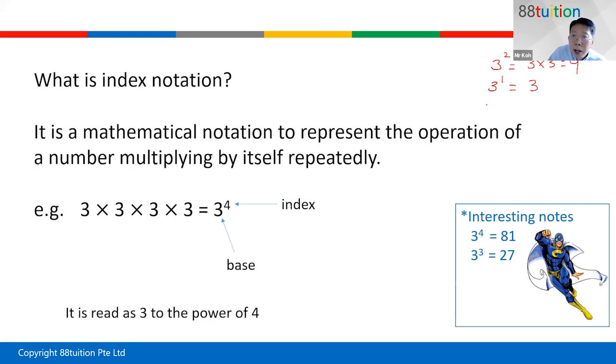The next one they ask you, 3 to the power of 0. Anyone can tell me what's 3 to the power of 0? 1. Should be 1. What about Jingyi? Do you know what is 3 to the power of 0? Yeah, 1. All right. So this gives you a 1.